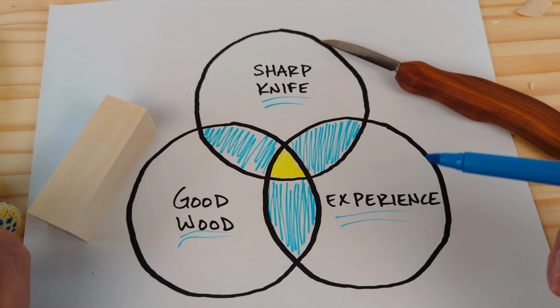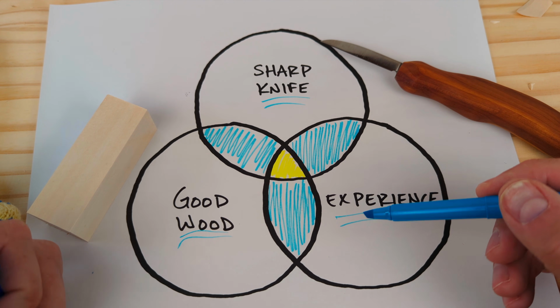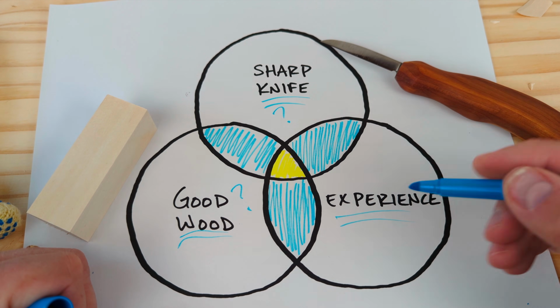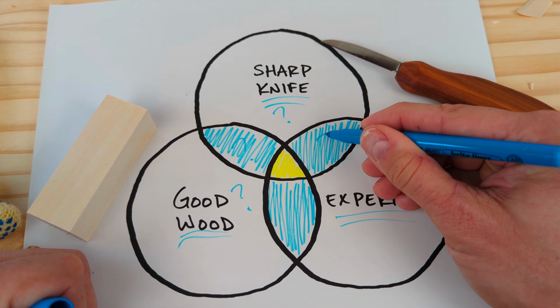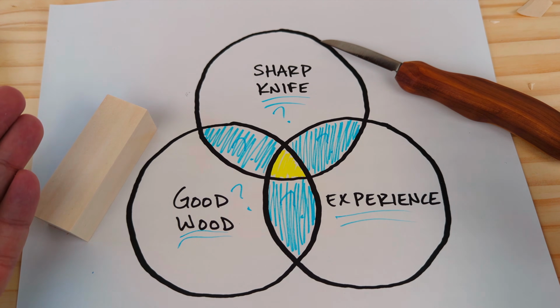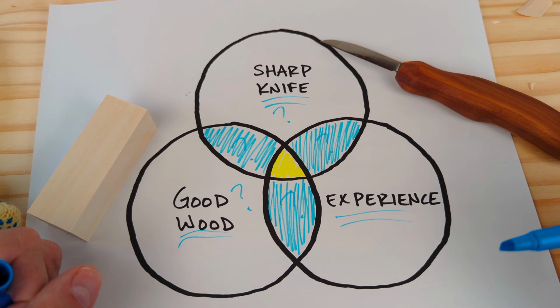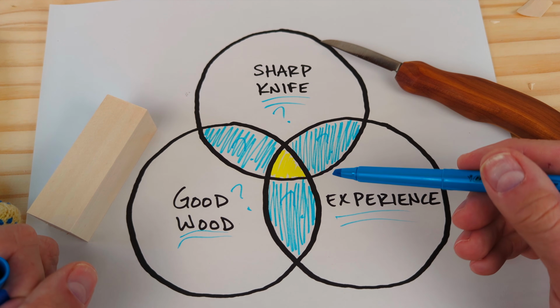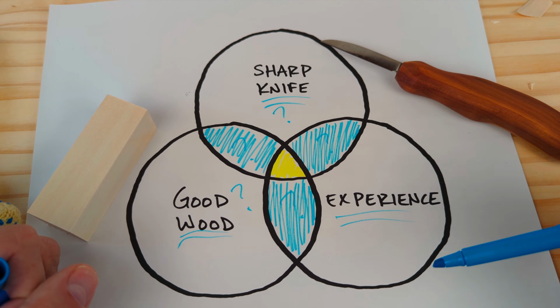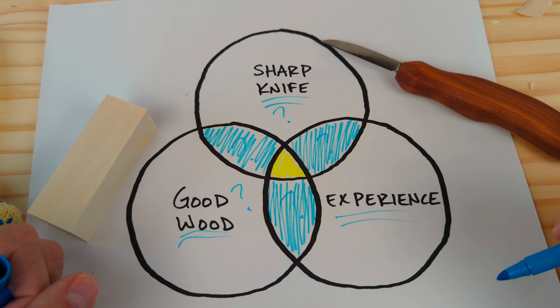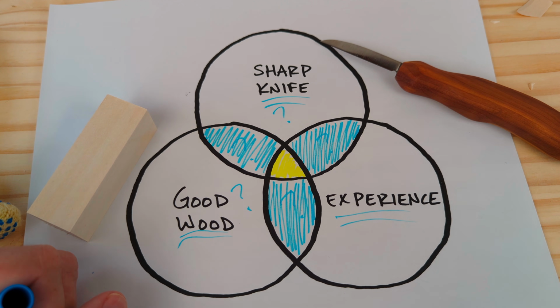Now the challenge is, if you're a beginner carver, it's difficult to know, is this where I'm at? Is this where I'm at? Maybe I'm in here. Maybe I'm in here. Maybe I'm in here. I don't really know. So that's what we're going to talk about. We're going to take each one of these sections and talk about, is it my knife? Is it the wood? Or is it me that's the problem? And then we will come back to look at some potential solutions.